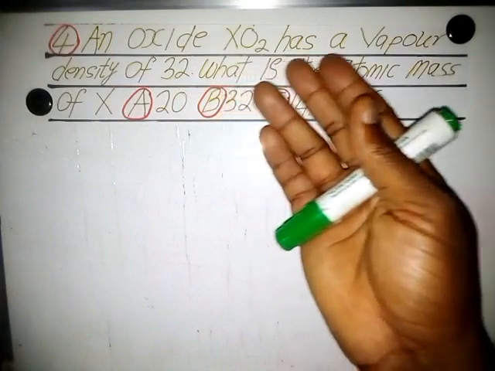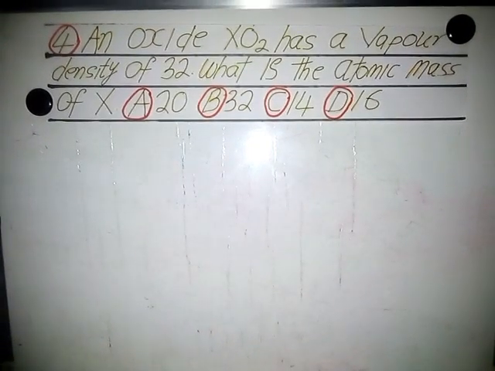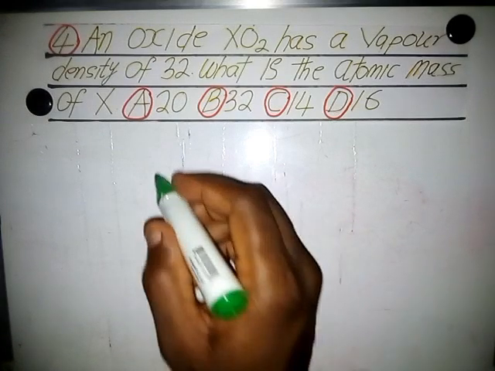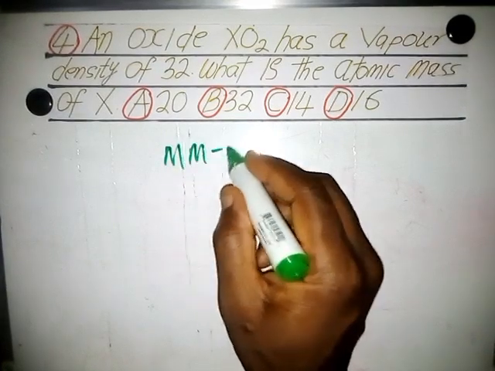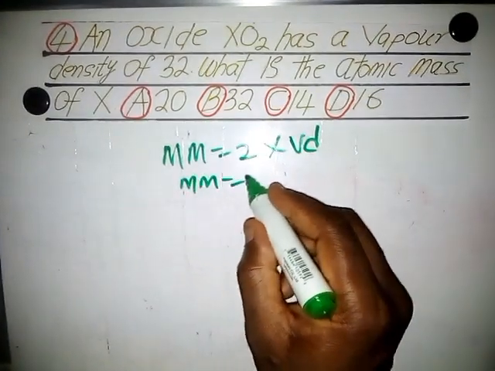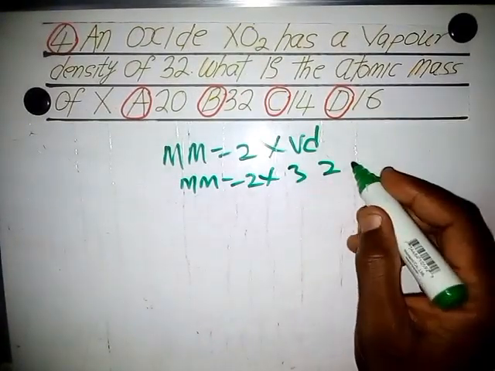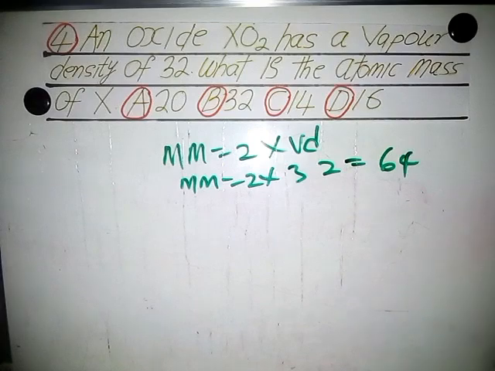An oxide XO2 has a vapor density of 32. What is the atomic mass of X? So since we are given vapor density as 32, we have to remember that formula, which is molar mass equals 2 times vapor density. So molar mass equals 2 times 32. That should be 64. So we are given this oxide XO2.